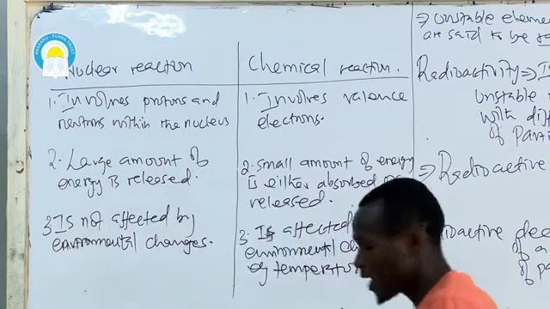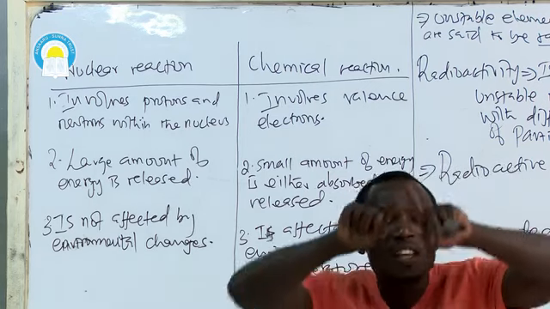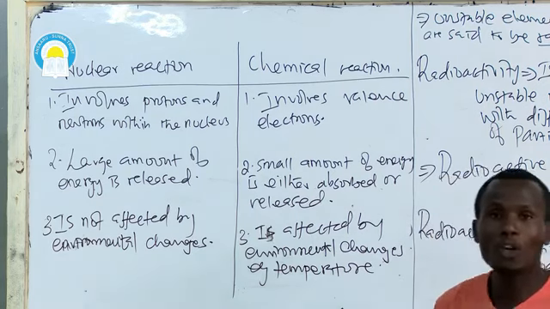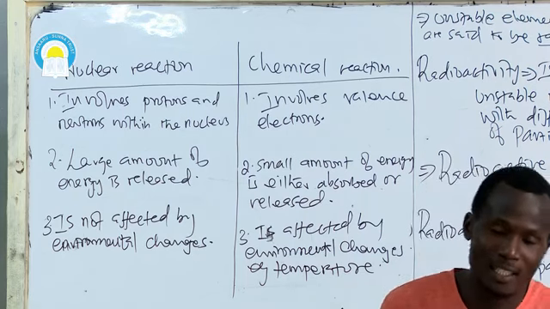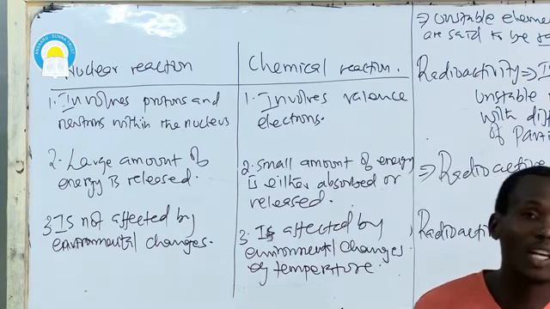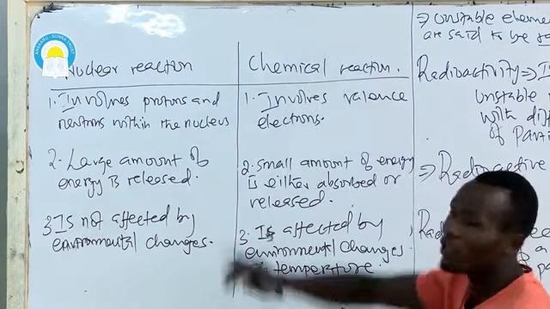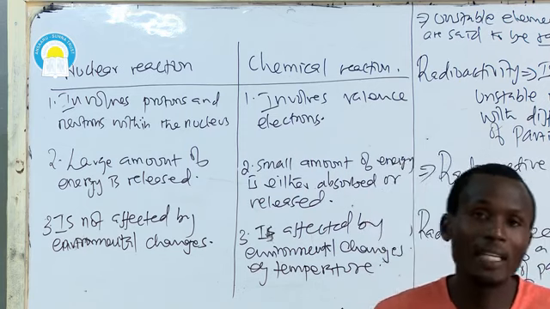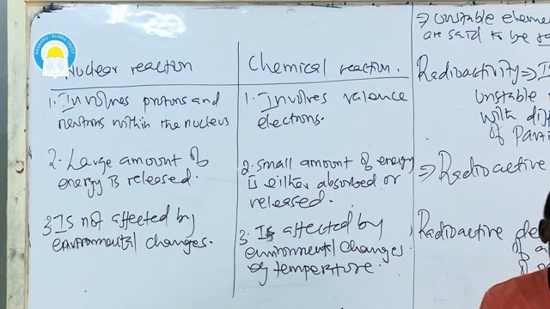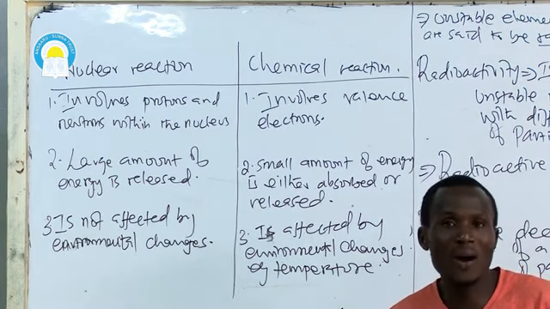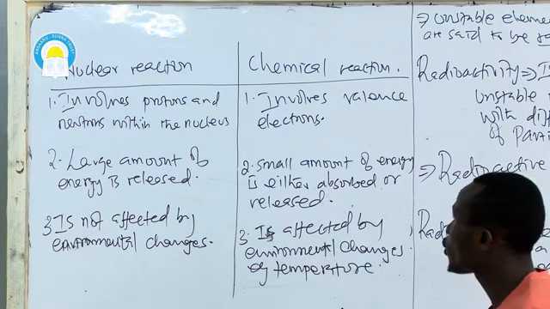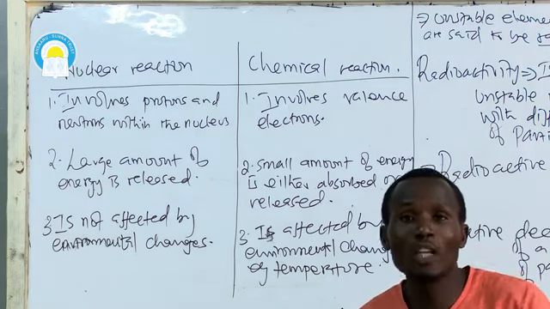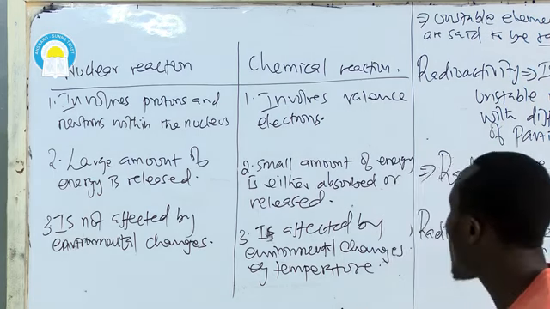A nuclear reaction occurs within the nucleus of an atom. Therefore, things like temperature, pressure, and catalysts cannot affect a nuclear reaction. But when it comes to a chemical reaction, we have factors affecting the rate of reaction. Temperature is one factor, pressure is another, and we have concentration. All these factors affect a chemical reaction, but environmental changes do not affect a nuclear reaction.